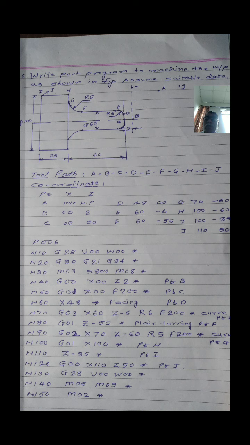Then the last three blocks remain the same as usual. In block number 130, move the tool to the machine reference point with G28, U00, W00. In block number 140, stop the spindle and coolant, that is M05, stop the spindle, and M09, stop the coolant. Okay, and the last block is M02, end of the program, that is block number N150, M02, end of the block. Is it okay?